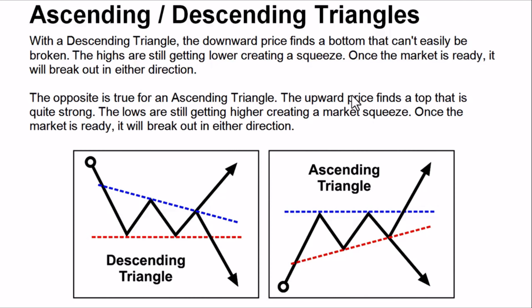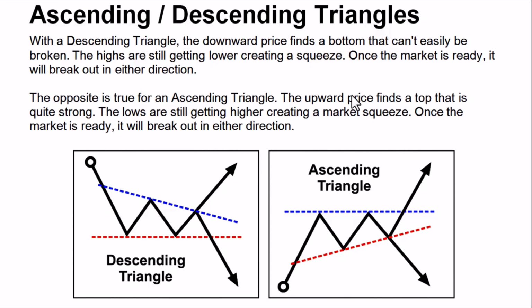Today's lecture we'll talk about the ascending and descending triangles. Most especially with chart patterns, we have continuation patterns, neutral patterns, and reversal patterns. There are some patterns you see in the market that tend to be a reversal, some that tend to be a continuation, and also a pattern that tends to be a retracement, a neutral pattern. These ascending and descending triangles are more like a neutral pattern.